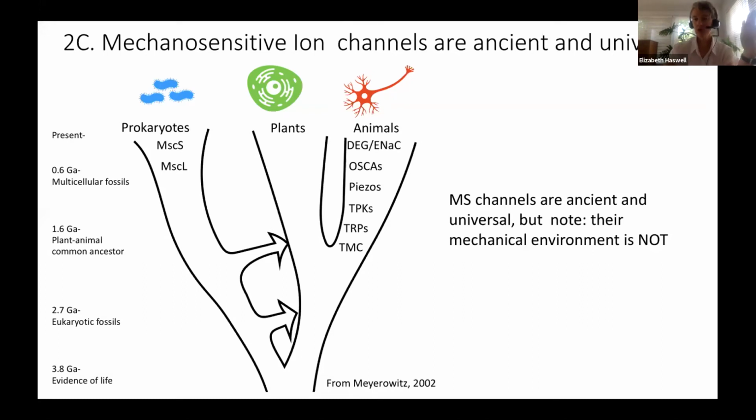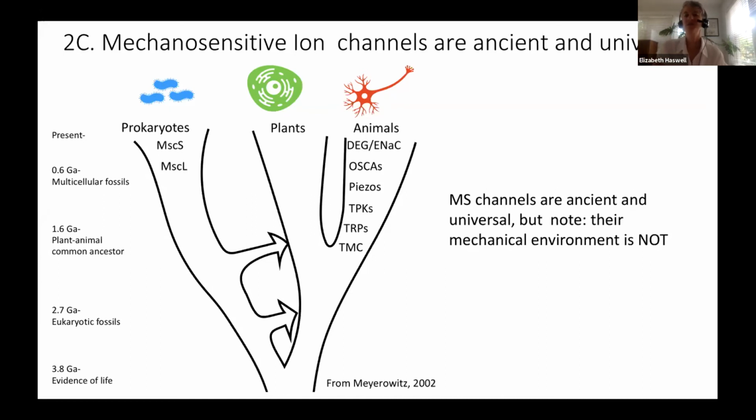Now, in animals, we've identified a huge number of mechanosensitive channels. We don't find MscS and MscL there, but there are OSCAs, Piezos, TPKs, TRPs, TMC, and DEG/ENaC channels. There's probably more. There are probably papers in press right now with more new kinds of channels from animals.